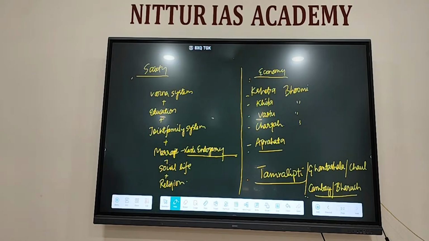And the large number of gold coins indicate there is a decline in purity of gold coins, from early Guptas to later Guptas period.